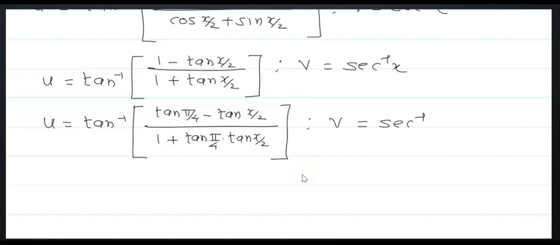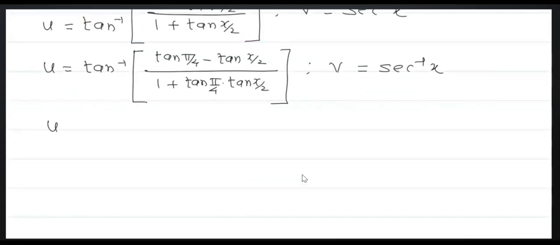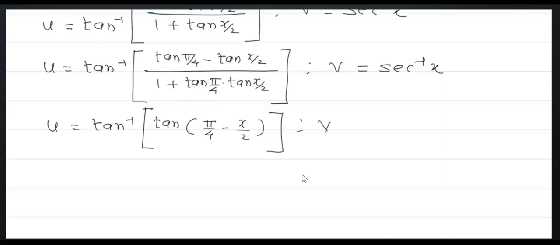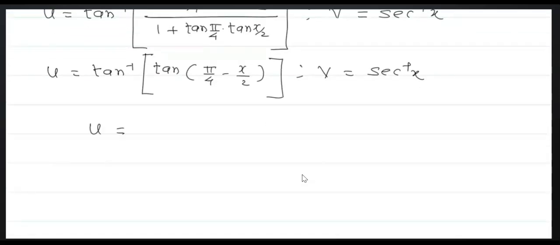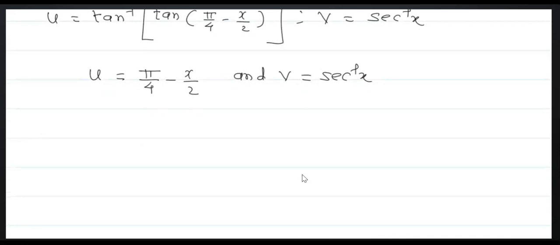Continue writing v is equal to sec inverse of x, and finally we take the derivative. That is tan inverse of tan of pi by 4 minus x by 2, which is equal to pi by 4 minus x by 2. Now differentiate this with respect to x. That is, u is equal to pi by 4 minus x by 2, and v is equal to sec inverse of x. Differentiate this with respect to x.